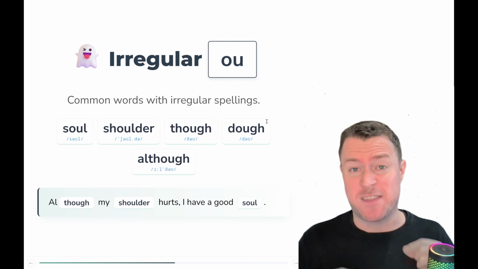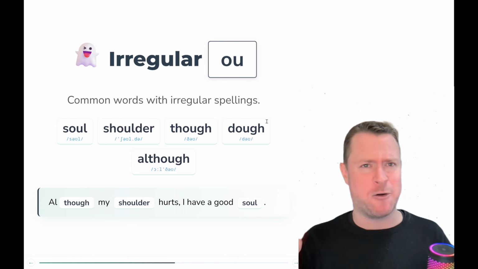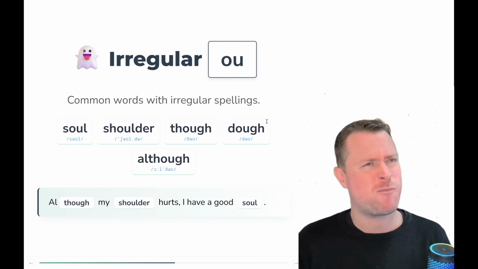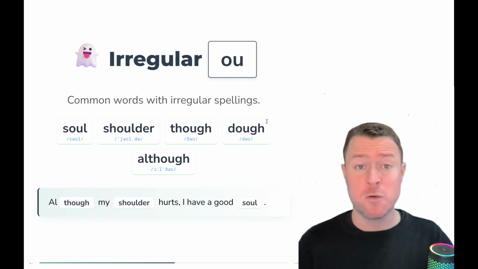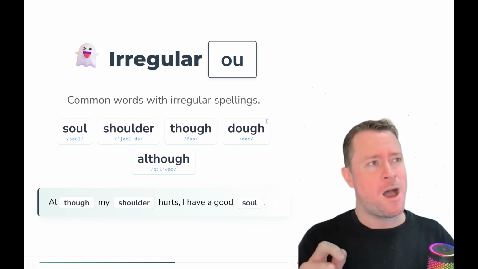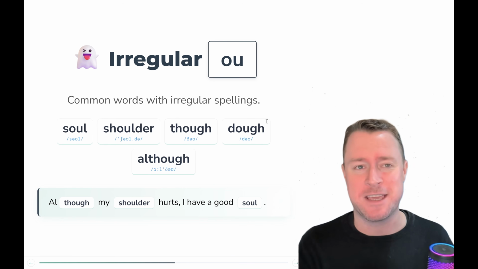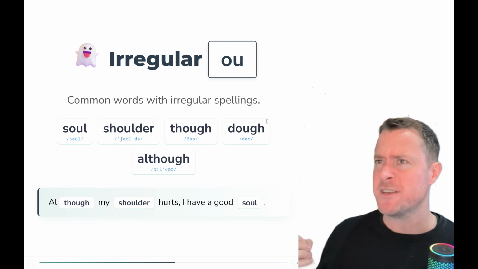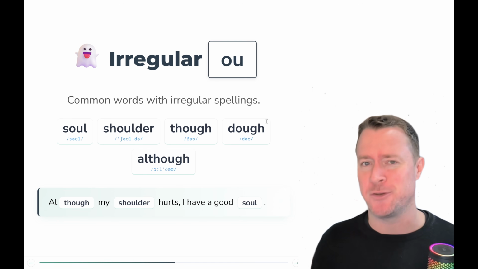You will also find this irregular sound in OU. When you see the spelling OU, it's very, very irregular. But look at words like soul. Now, I have to be careful here because when you say soul with this sound, you sound very posh. You kind of sound like the king or the queen of England would speak.